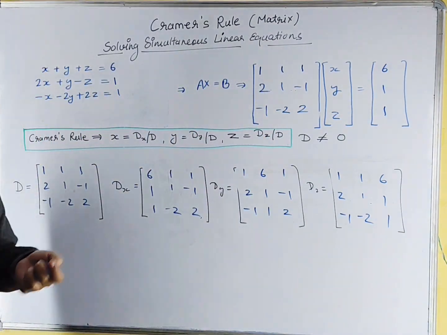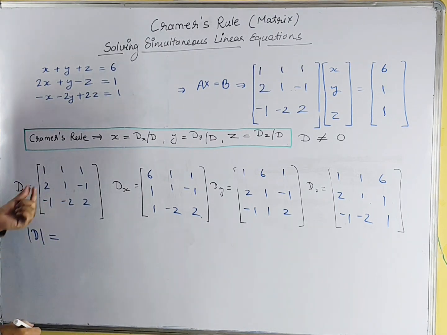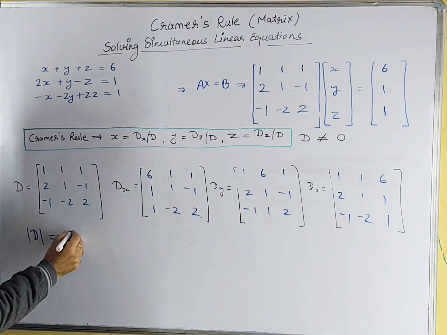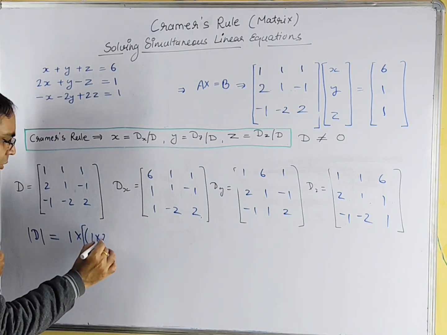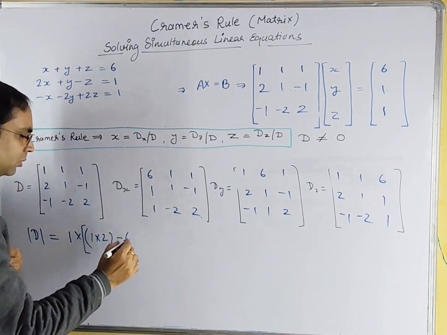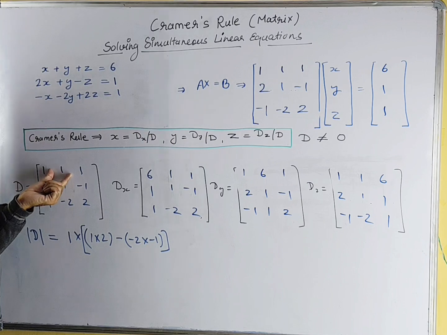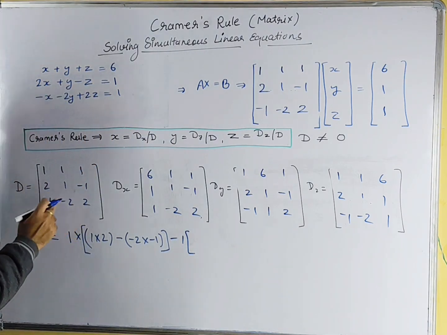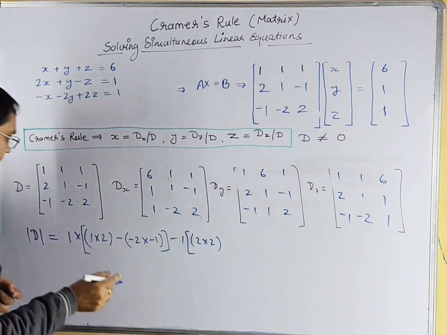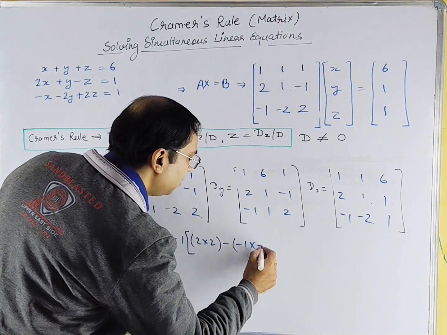And now we need to find the determinants of these matrices. So let's get the determinant of this first one using the first row. The determinant of D would be equal to 1, and then we cross multiply: 1 into 2 minus 2 into minus 1. This is how we get the determinant using expansion along the first row. Then we have minus of 1, and inside the bracket we again cross multiply: 2 into 2, then minus 1 into minus 1.